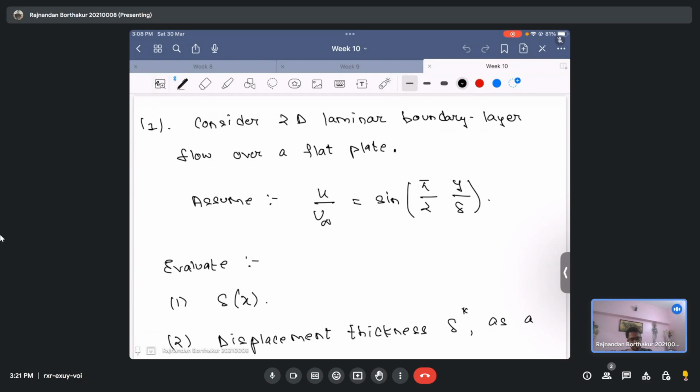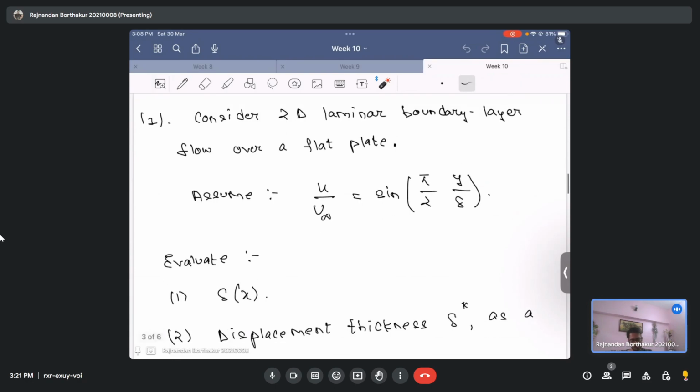So basically, as I said, we are going to solve some more problems on laminar boundary layer theory, typically over a flat plate, because the flat plate is an easier version of going into more complex problems, and the algebra associated with flat plate analysis is more or less analytically tractable. So we will proceed with the flat plate, and then we will slowly increase the complexity.